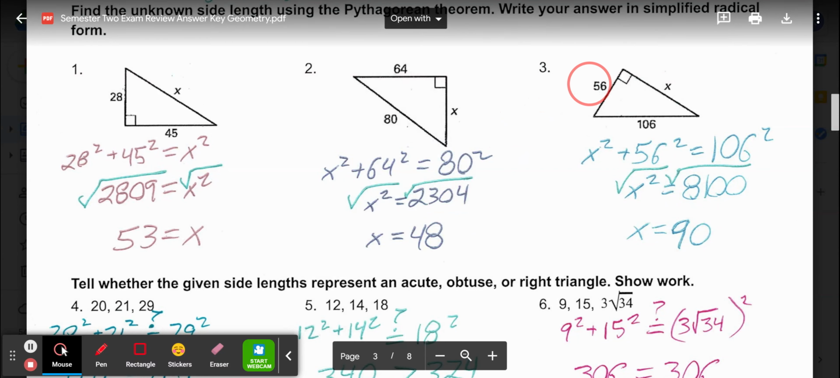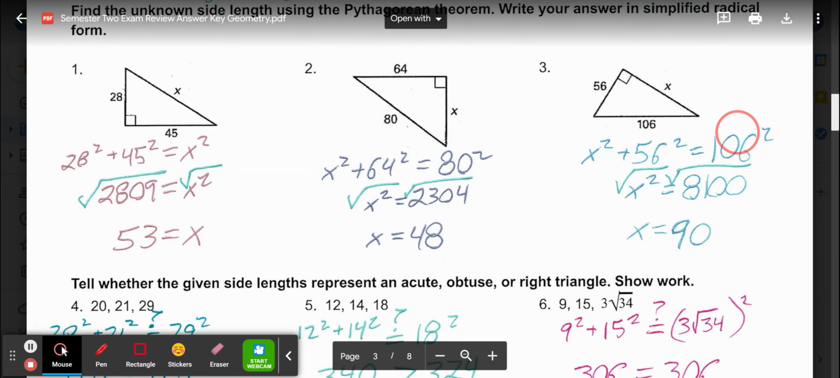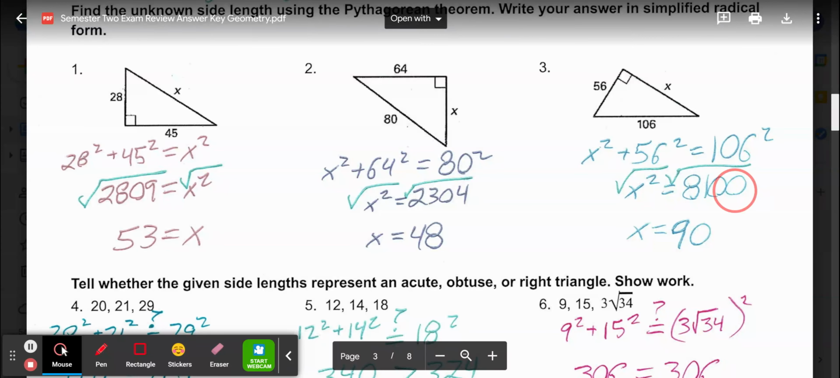And 3, x squared plus 56 squared equals 106 squared. So we would do 106 squared minus 56 squared. That equals x squared, so 8,100. Square root both sides, and x equals 90.